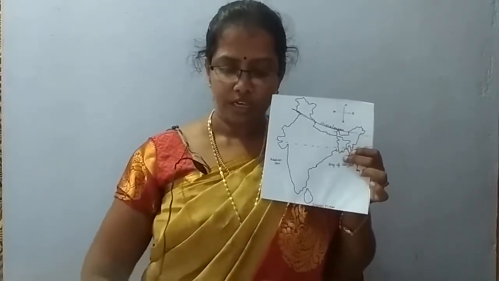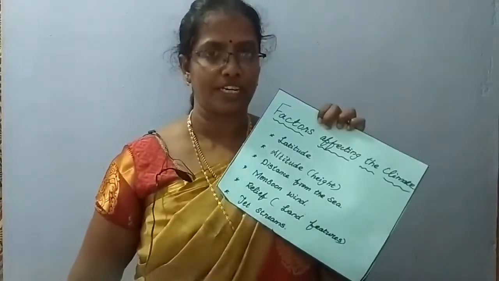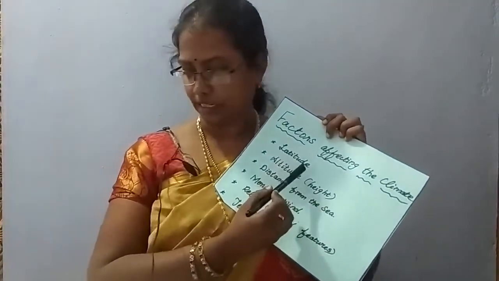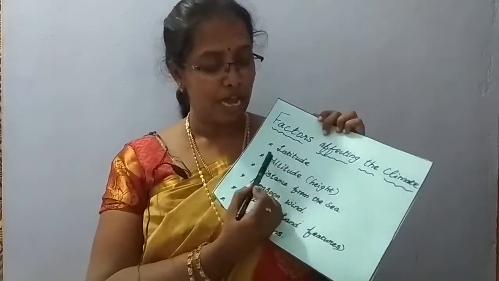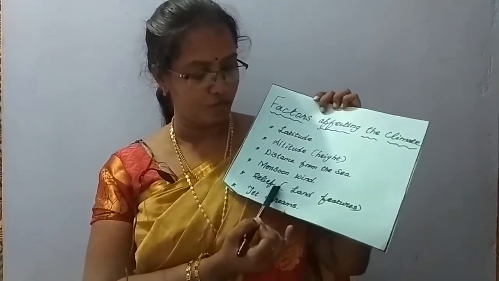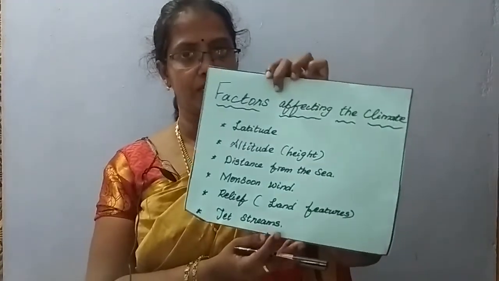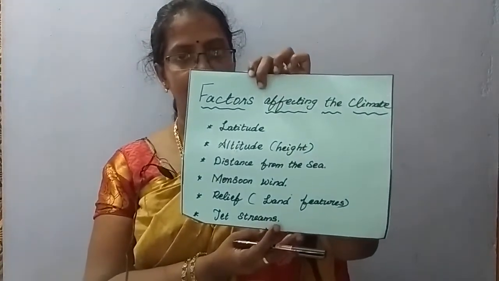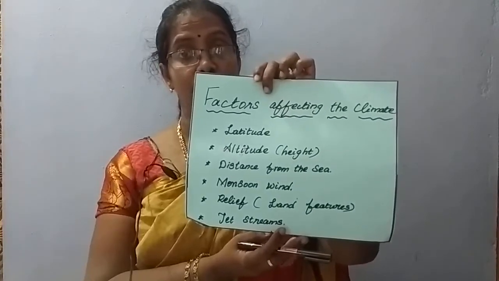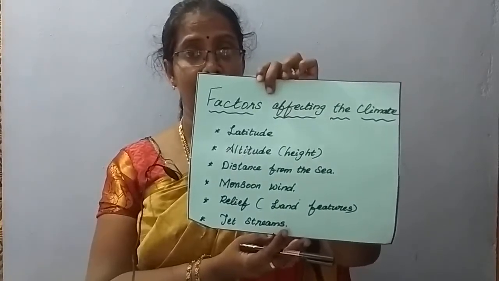Okay, children. The next one, once again I am going to recollect the factors affecting the climate of India: latitude, altitude, distance from the sea, monsoon wind, relief, jet streams. You can check it for one minute. Sometimes questions from inside the book may be asked, so that's why I am telling this.